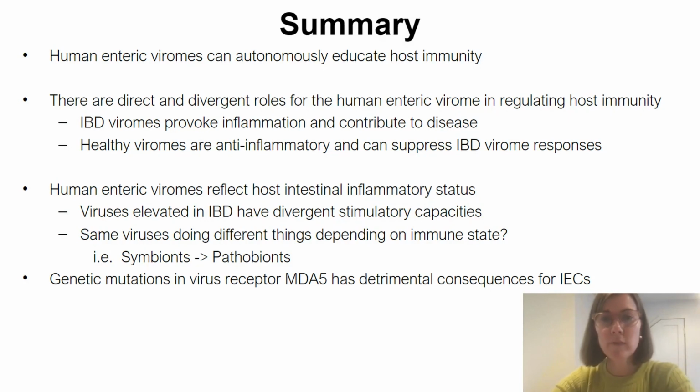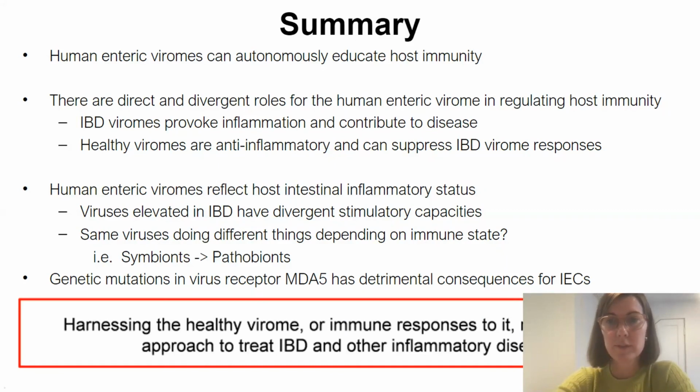I think what was really convincing for me was this genetic association of the virus receptor MDA5 with IBD. So we showed quite clearly that that is a loss of function mutation in MDA5 that associates with IBD. If we took intestinal epithelial cells from a patient that was a compound heterozygote for that loss of function, clearly there were detrimental consequences for that. So you really do need a functional MDA5 receptor sensing the healthy virome, and when you lose that, there are detrimental consequences for the intestinal epithelial cells.